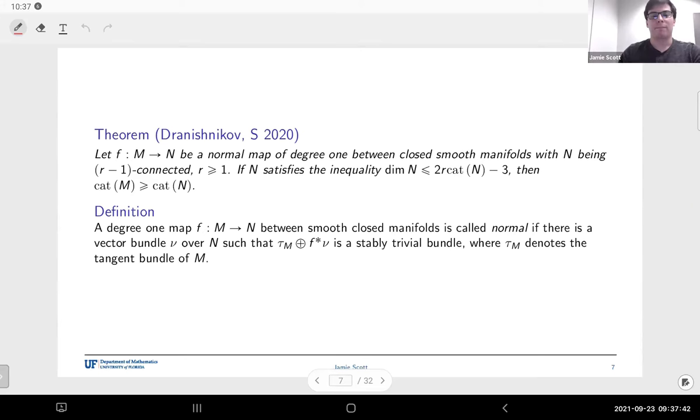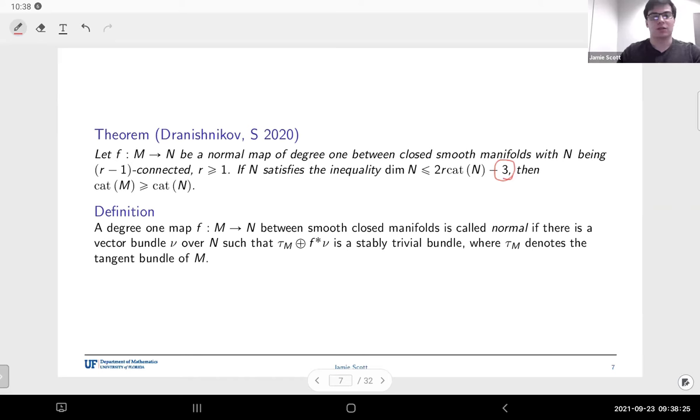This is a generalization of a theorem Rudyak actually proved in his category weight paper. And that is that, for Dr. Rudyak, his result assumed that both manifolds were stably parallelizable and got essentially the same result. He also assumed that this three was a four. So we improved that bound by one, made it one higher. For stably parallelizable manifolds, the degree one smooth map is already going to be normal. So that's why this is a generalization of that theorem.